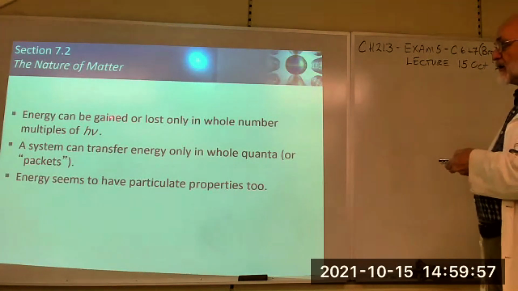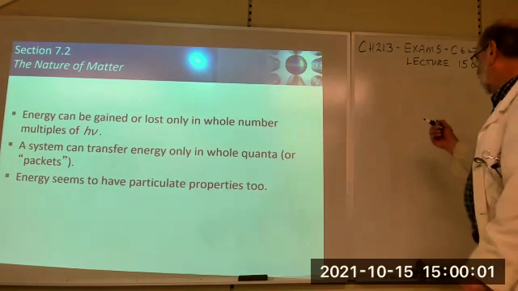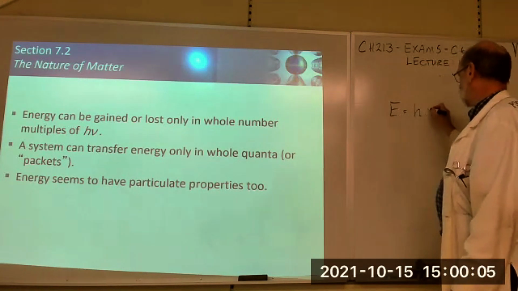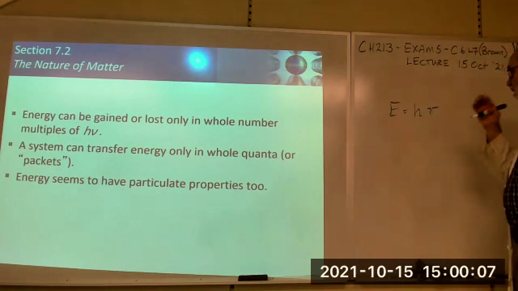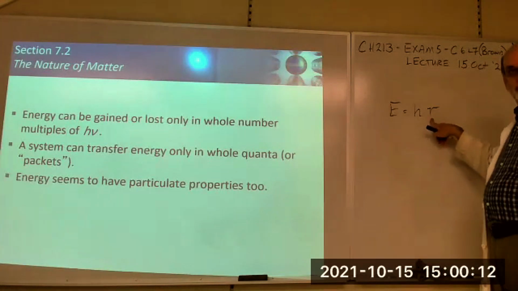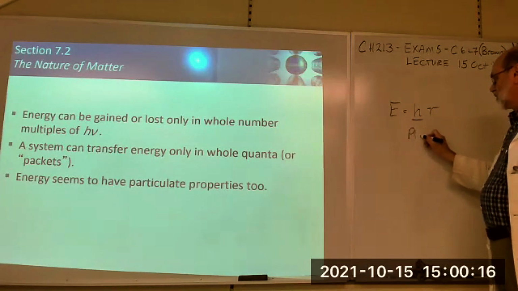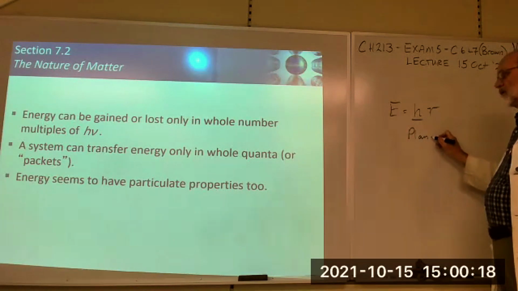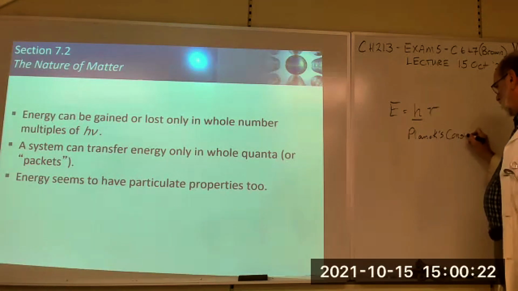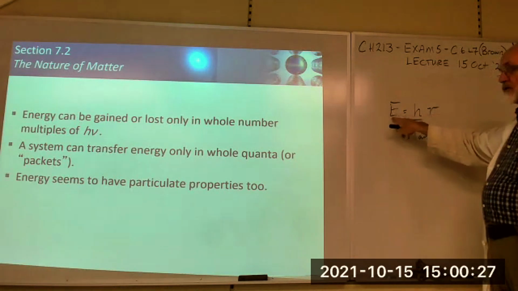And it is proportional to this value. So E equals h nu. This one is frequency, right, in hertz or reciprocal seconds. And this is Planck's constant. It converts this into units of joules.